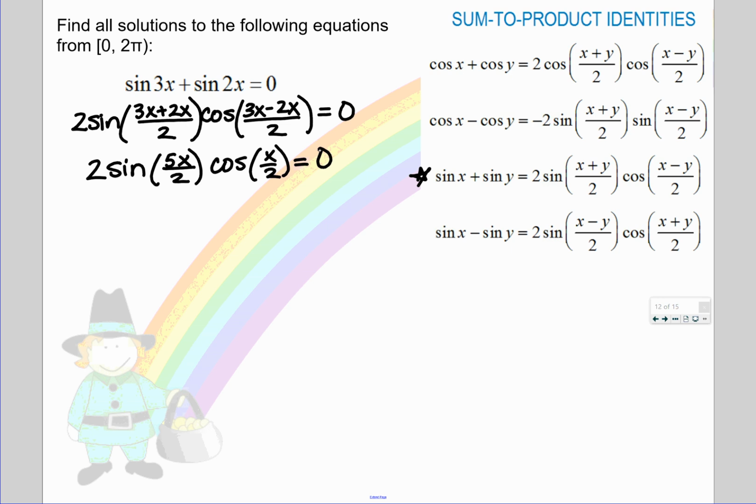And then that 2 out front, you can really just divide both sides by 2, which will get rid of it on this side. And on the other side, when I divide by 2, 0 divided by anything is still just 0.